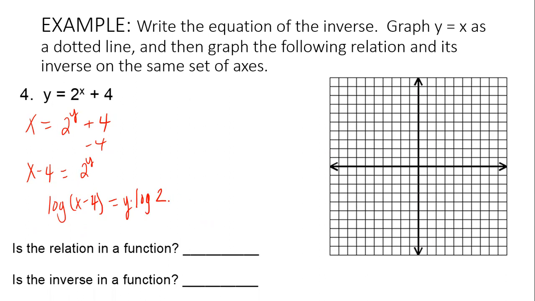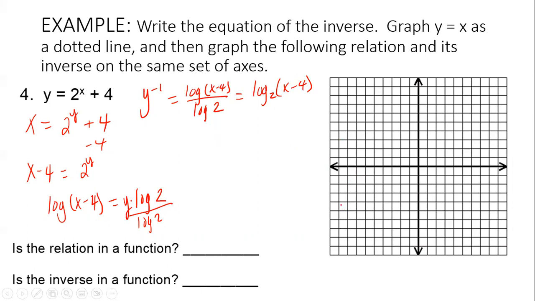Lastly, to get y by itself, this is implied multiplication. So in order to get it by itself, I'm going to have to divide by log 2. So therefore, my inverse equals the log of x minus 4 divided by log of 2. I can condense this down to being log base 2 of x minus 4, or I can leave it as a fraction.